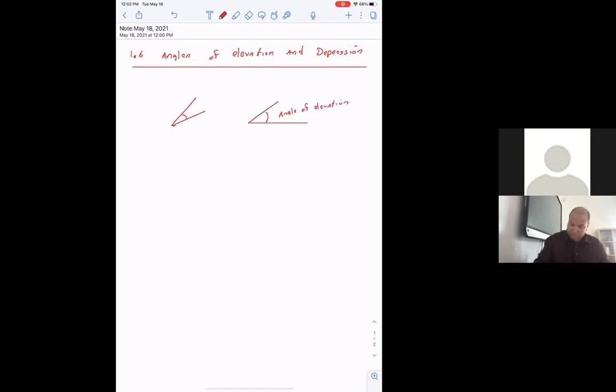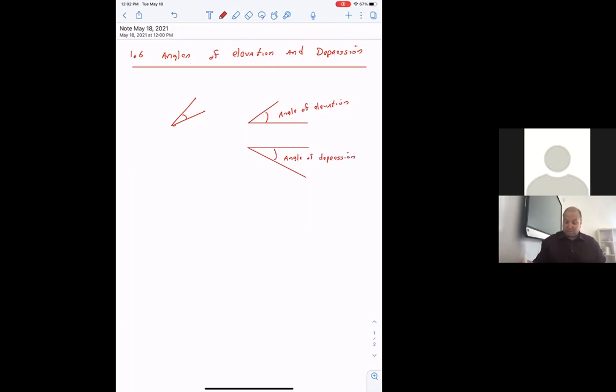An angle of depression also always has one side horizontal and the other side goes down. So you have one side horizontal and you drop. That's an angle of depression. In both cases, one of the sides must be horizontal.